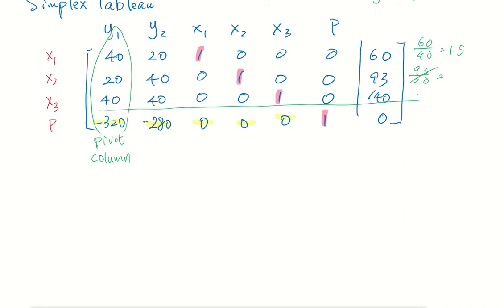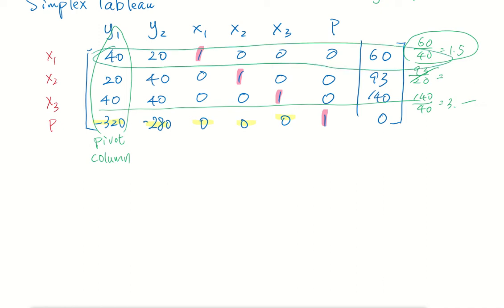Third one is 140 divided by 40. This one is 3 point something. So the smallest one is the one with 1.5, which is the first row. The first row is the pivot row. That makes this 40 the pivot. So we need to turn 40 into 1 and the rest into 0.